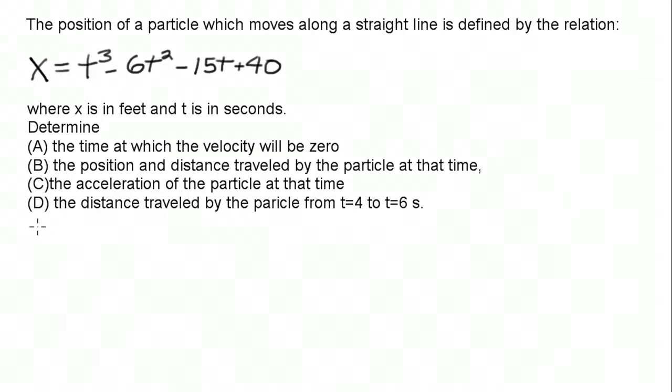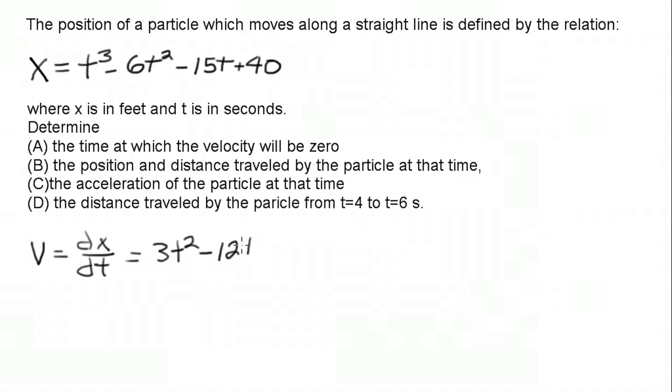The first step we need to do is write down the equation for the velocity. Velocity is just the derivative of the position, and we've got it up here. So we just take the derivative of x up there, and we get 3t squared minus 12t minus 15. And so for part A, the question was, when is the velocity equal to 0?